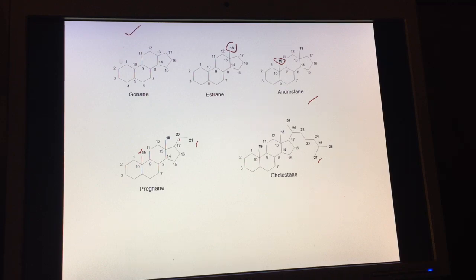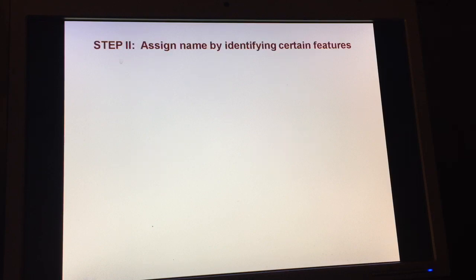They are considered as derivatives of gonane, estrane, or androstane, or they are considered as derivatives of pregnane and cholesterol. Now, after we have identified the basic skeleton of the steroid that we have to name, the second step is that we assign the name by identifying certain features.